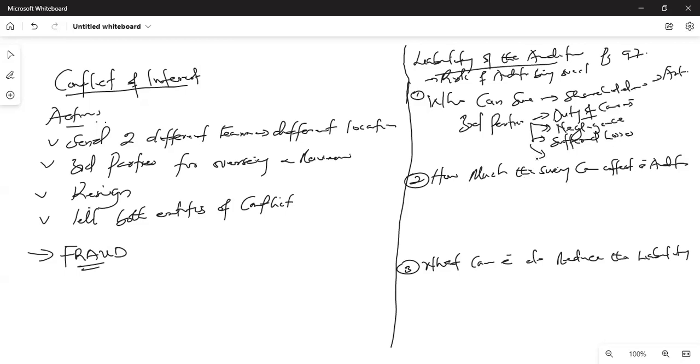And these losses must not be remote. It means that they are really affected by it. If they're able to prove all these things, negligence and the losses that they've suffered, measured, and that they are not remote, it means it is so direct to them, so close to them. All these things must be proved. If the person is able to prove them, then the person has the right to sue the auditor. Okay, that is that.